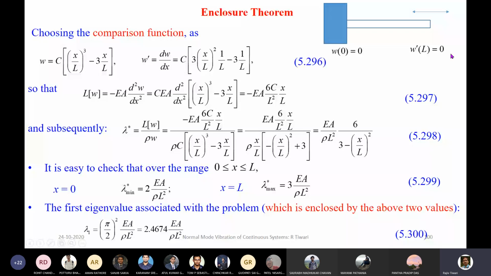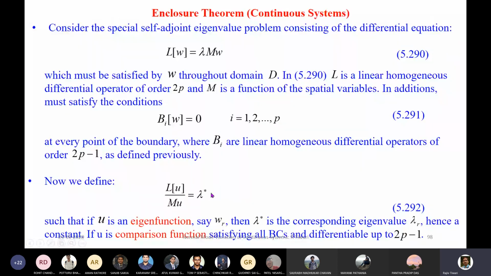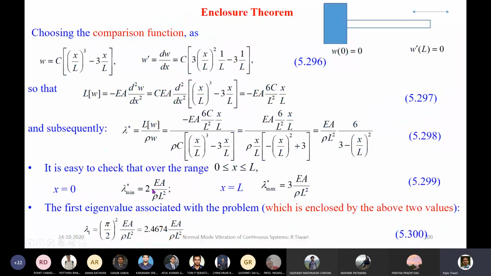So that is the requirement of the comparison function, that it should satisfy all the boundary conditions of the problem, and it should be differentiable up to 2p minus 1. So here p is equal to 1, so it should be differentiable up to 1. If you differentiate once, this will not vanish. So that means it is satisfying our requirement.